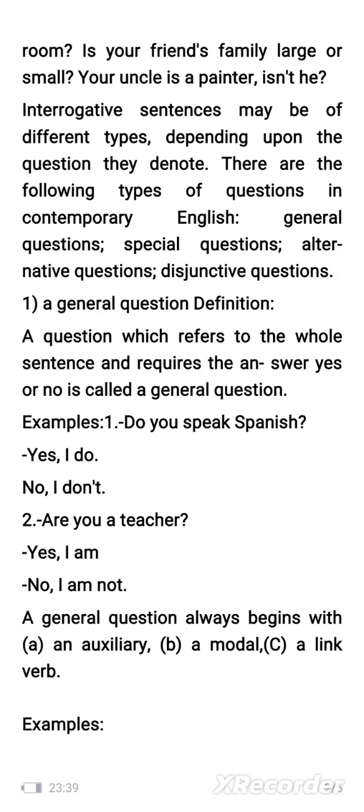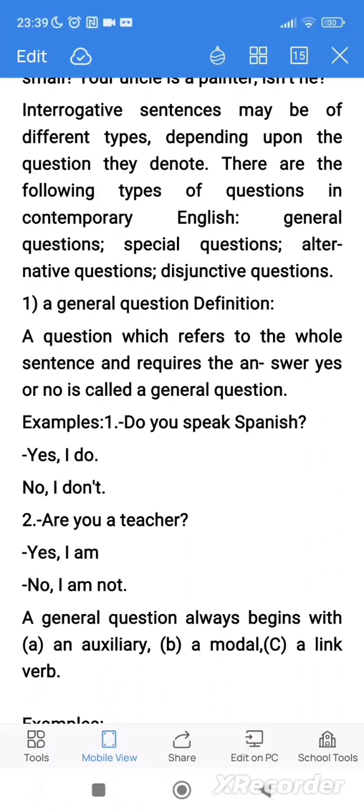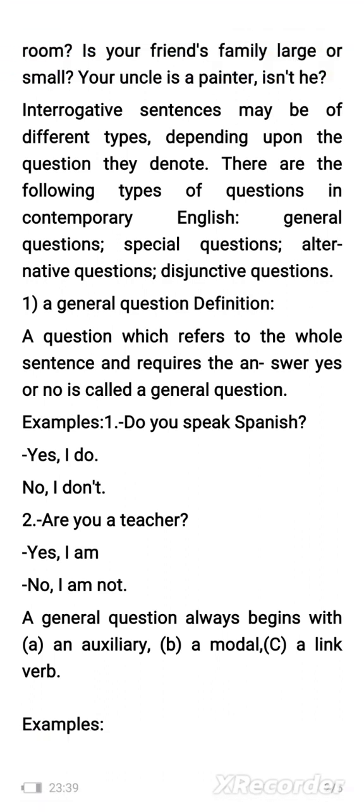Yes, I do. No, I don't. Are you a teacher? Yes, I am. No, I am not. A general question always begins with an auxiliary, a modal, or a link verb.